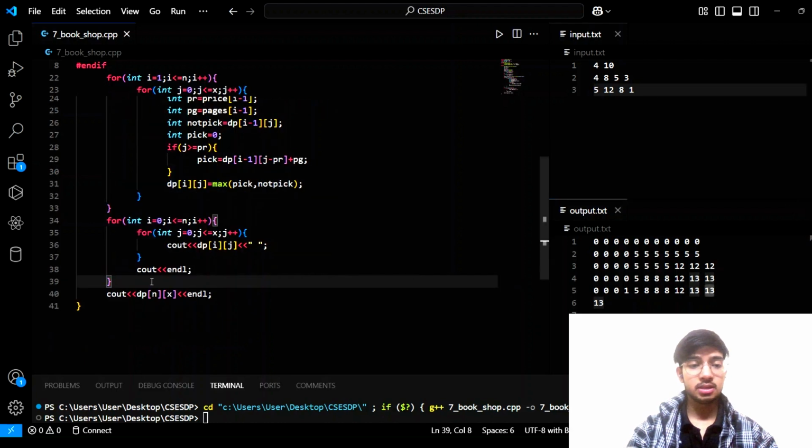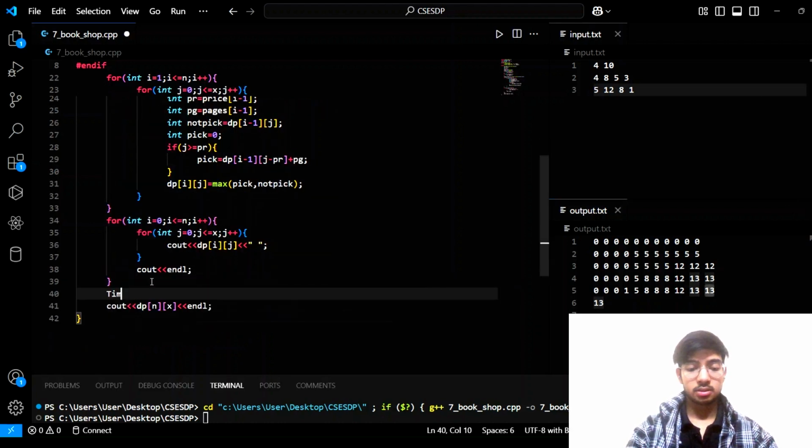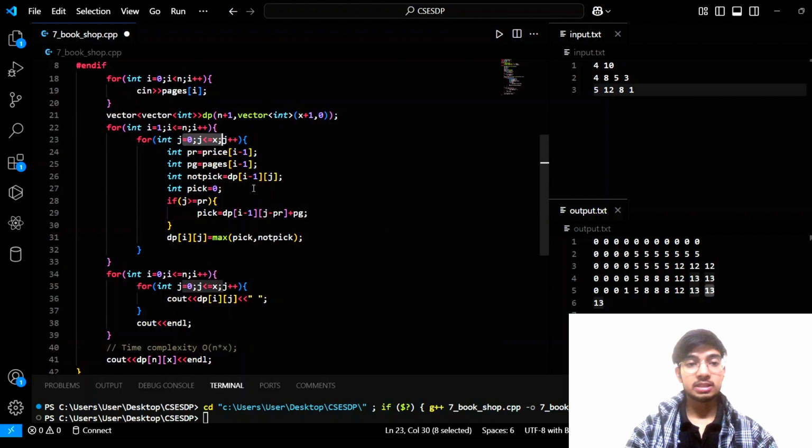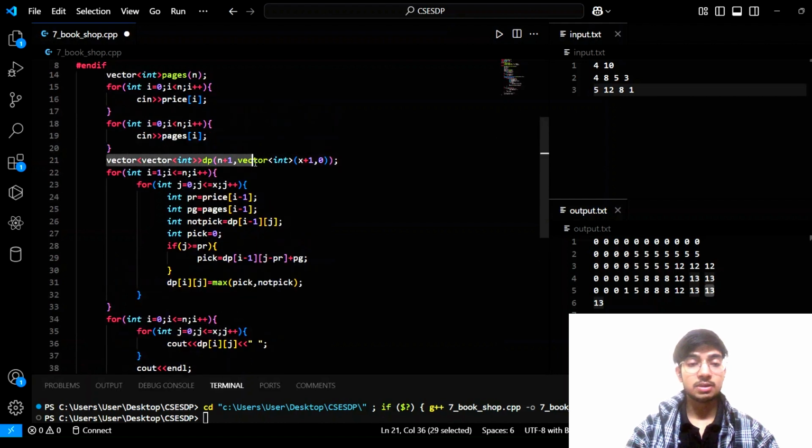Now let's discuss the time complexity. The time complexity would be big O of n times x, right? Because the first loop goes from 1 to n and the second goes from 0 to x. What will be the space complexity? n plus 1 cross x plus 1. We are using a 2D vector of size n plus 1 cross x plus 1. So I hope you got this.